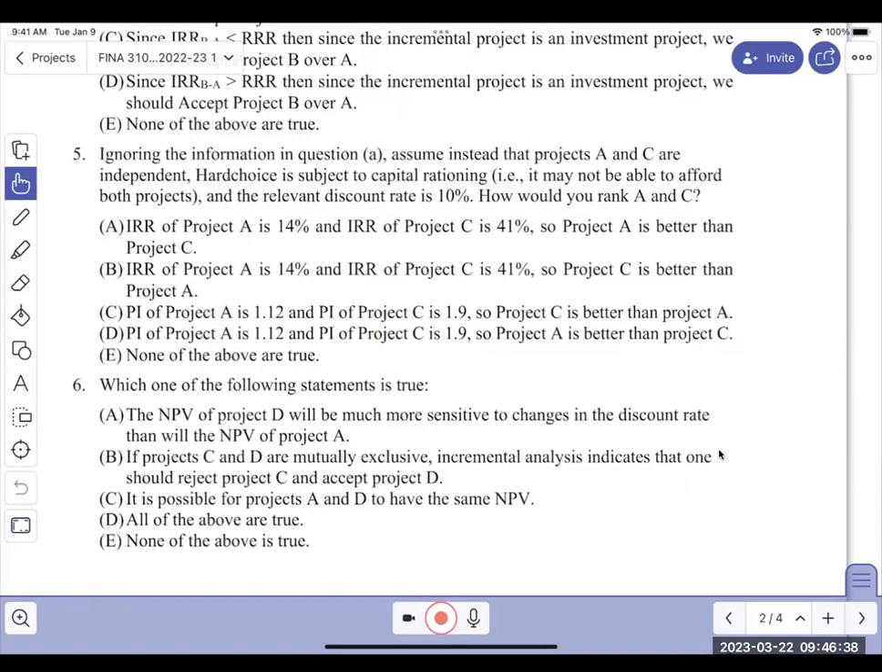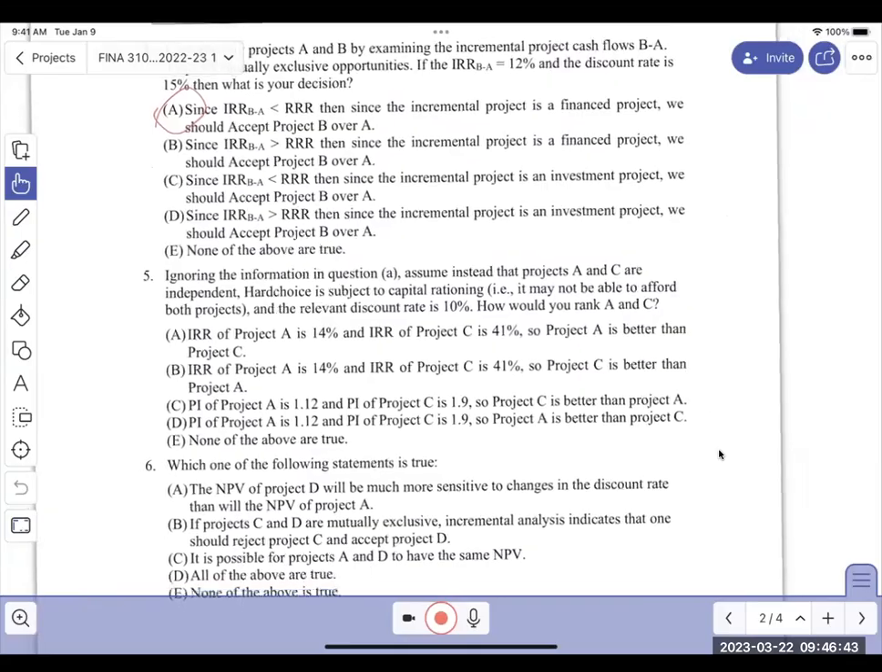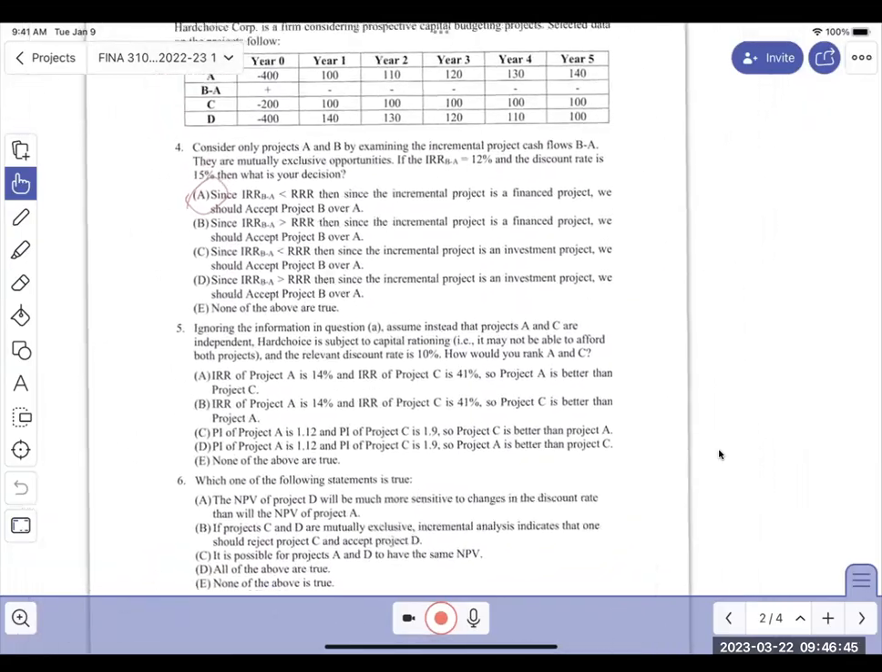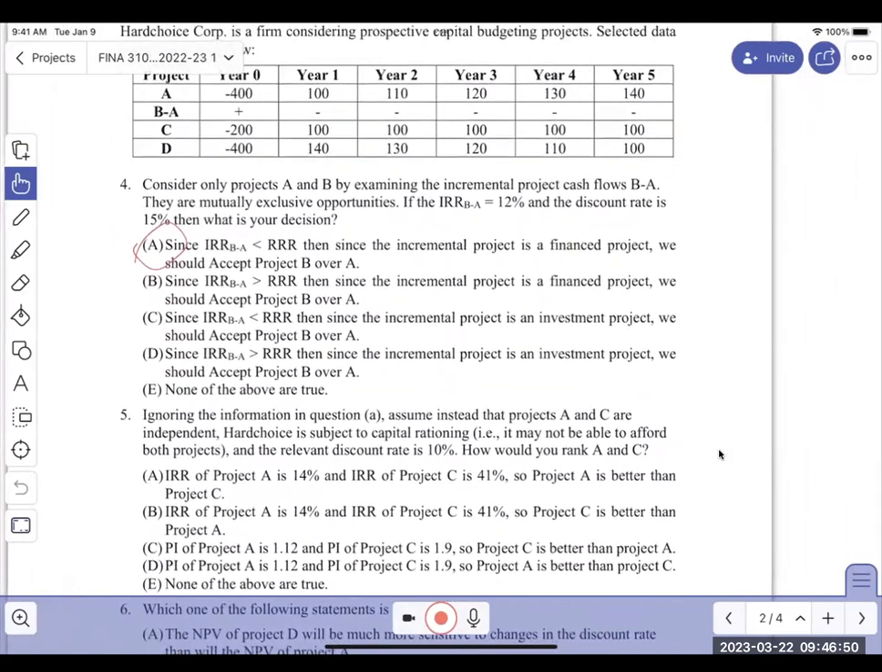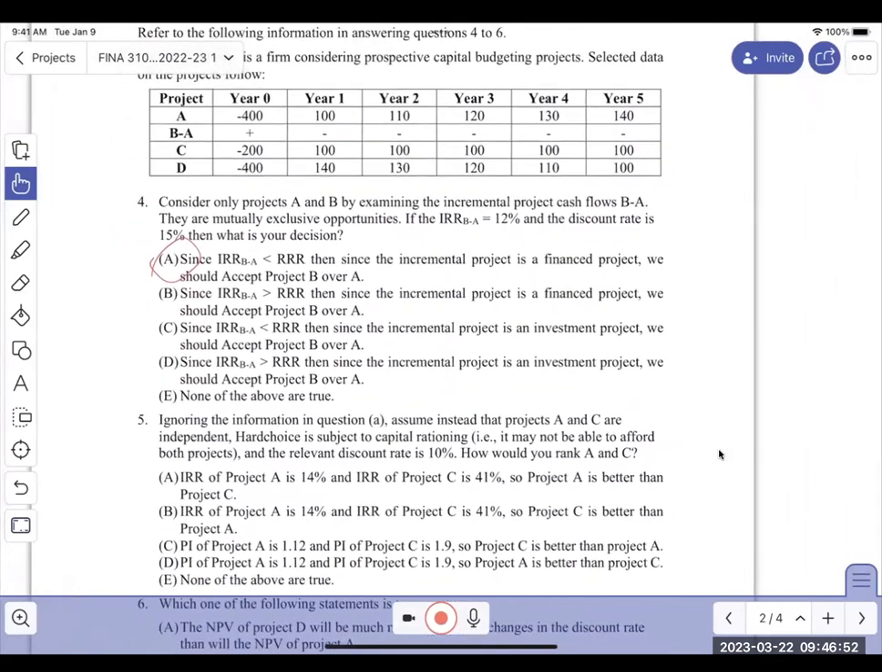So looking at 5. Oh, I guess I have to show you the cash flows. All right, so let's do that. Let's do 5 first so we can see the cash flows. It's better. Ignoring the information in question A, this should say question, the question above.